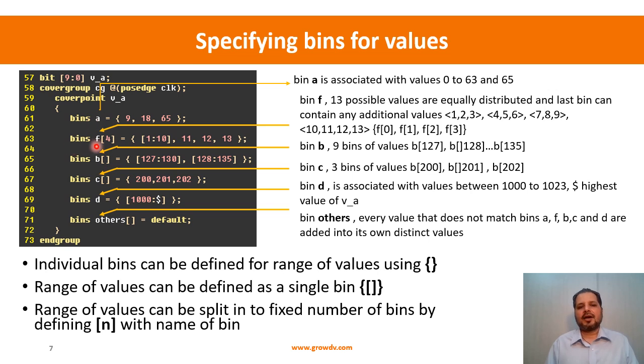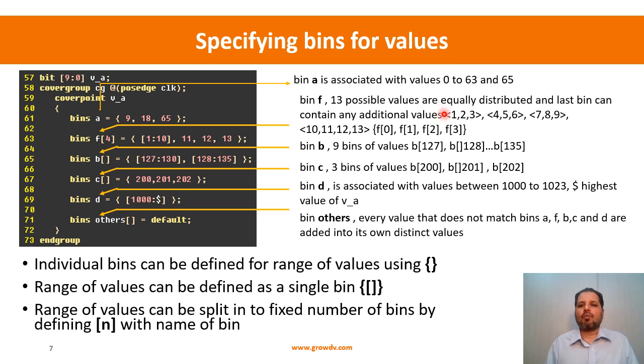Okay, so let's look at the second example. I am defining bin F, and I am using the square bracket n notation to create multiple bins. Here I want to create 4 bins for all these values. Again, in the curly braces, I am defining a set of values, and one of them is a range: 1 to 10 and then 11, 12, 13. Now all these 13 values will be divided up into 4 equal ranges.